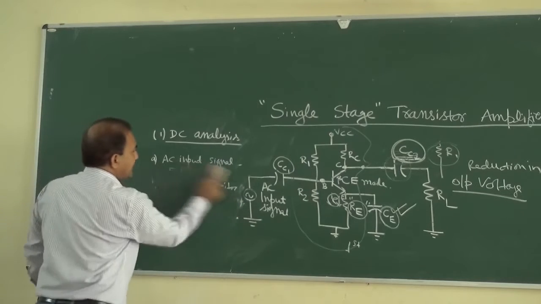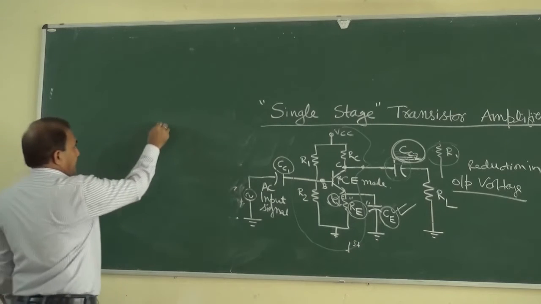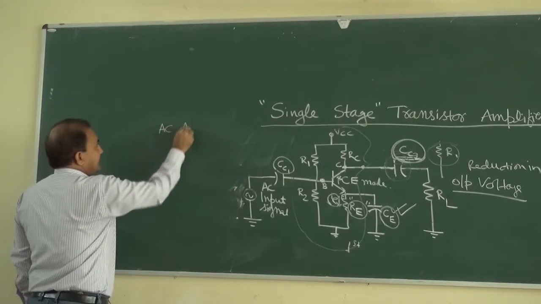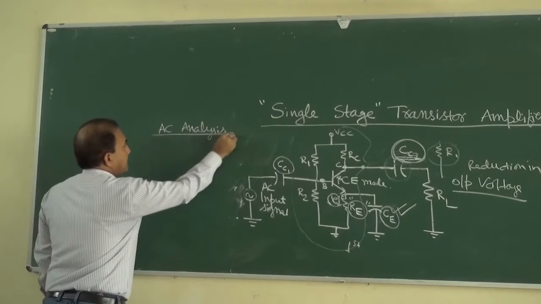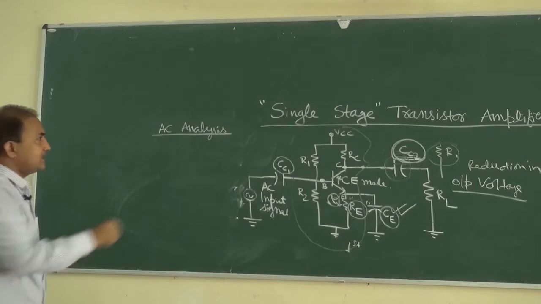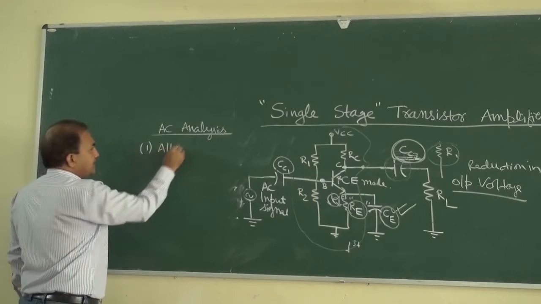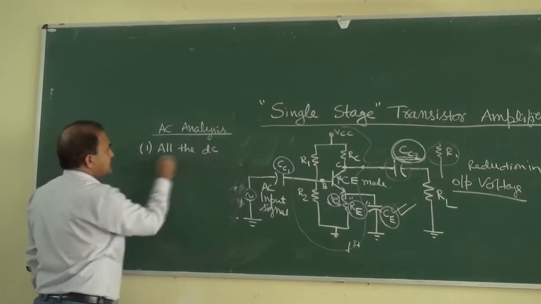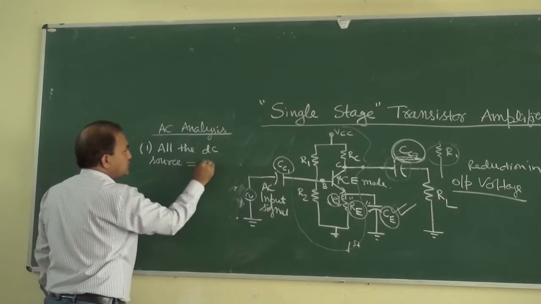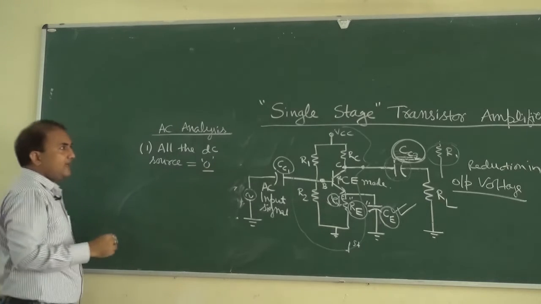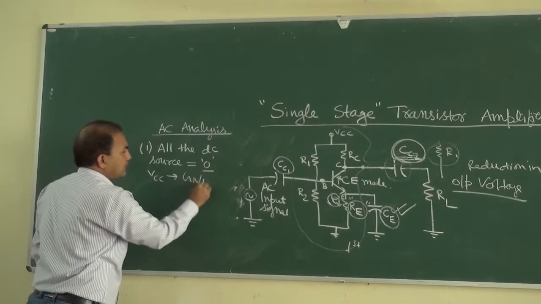Then second, about AC analysis. How can we perform AC analysis? In AC analysis, first of all the DC source has to be reduced to 0. So here VCC has to be connected to ground.